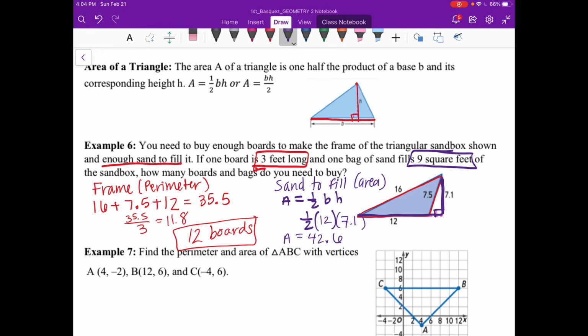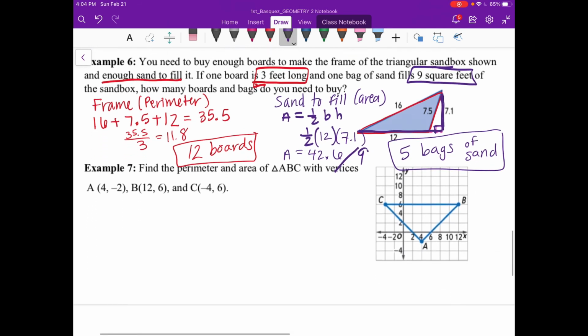That's not your answer though, because we need to figure out how many bags of sand to buy. So if each bag fills 9 square feet, I do 42.6 divided by 9 and get 4.7. So again, you can't just buy 4 bags and a little bit. So I'm going to buy 5 bags of sand to fill my box. And that's your answer. Okay.